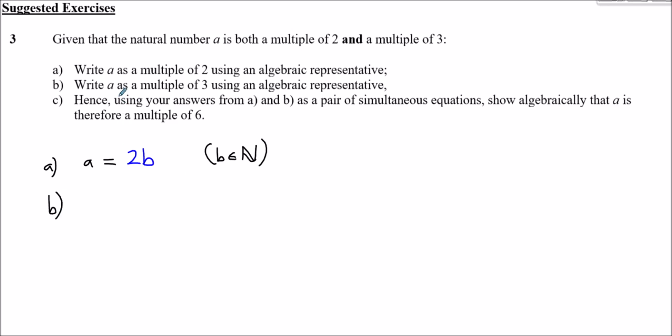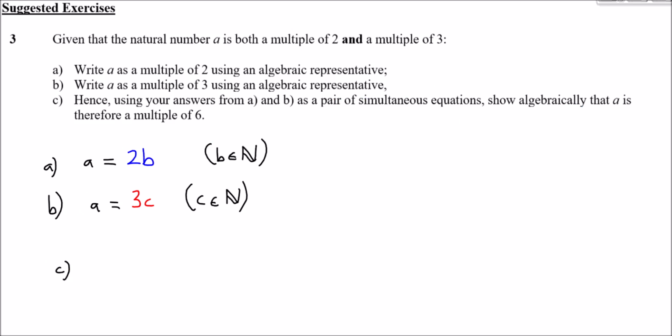Part b, we would write a as a multiple of 3 using an algebraic representation. So if a is a multiple of 3, similar to part a, we could rewrite a as 3 times another natural number, not necessarily equal to b though. So this time I'm going to let a equal 3c, where c is a natural number too. So hence, using answers from a and b, we're going to make a pair of simultaneous equations from these, and we're going to show algebraically that a is therefore a multiple of 6.